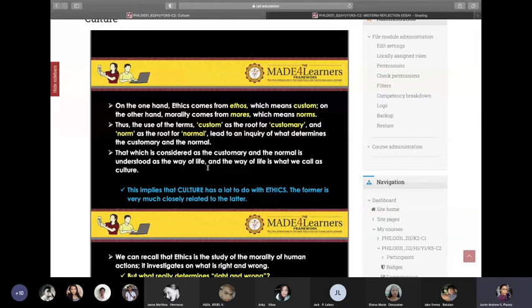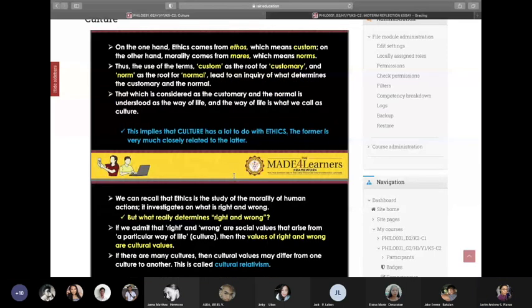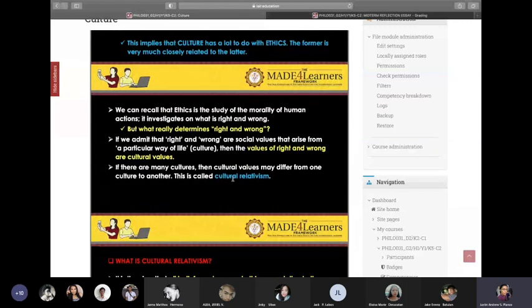This implies that culture has a lot to do with ethics. They are closely related, because ethics is the study of the morality of human actions, and these human acts are things that people do, the customs of a people. We can recall that ethics is the study of the morality of human actions. It investigates what is right and wrong. That is the primary general definition of ethics. What makes an action right and what makes an action wrong? What determines right and wrong?